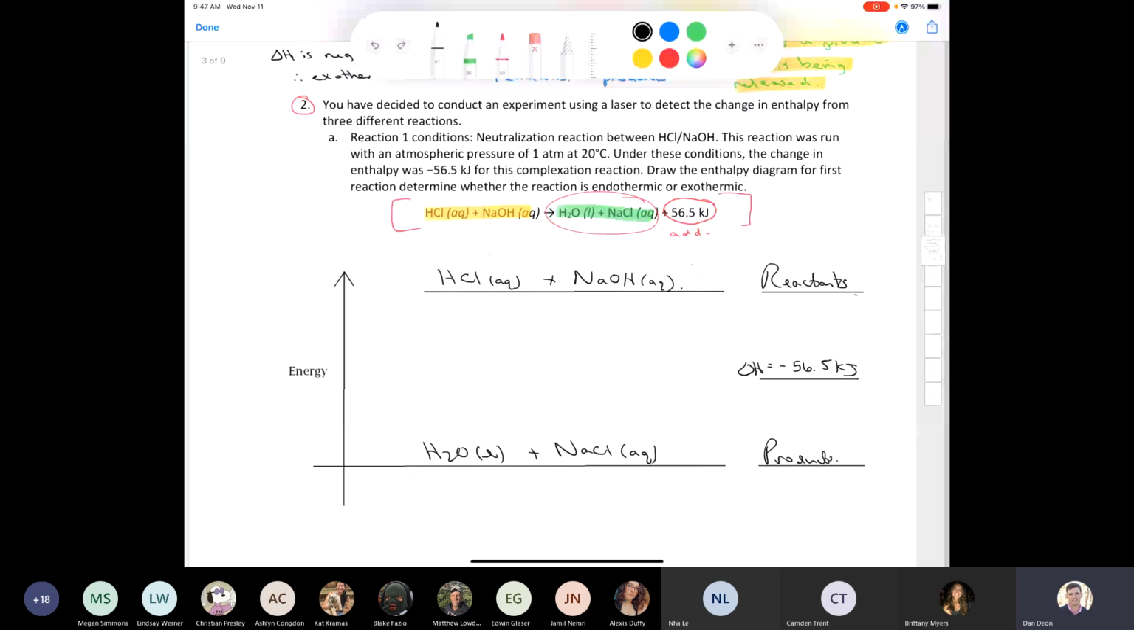And if you've ever tried a neutralization reaction in the lab, which I'm sure many of you have, you'll notice that it's an exothermic reaction. You can actually feel the flask or the vessel, whatever you choose to do the reaction in, warming up. Anyhow, one second here.